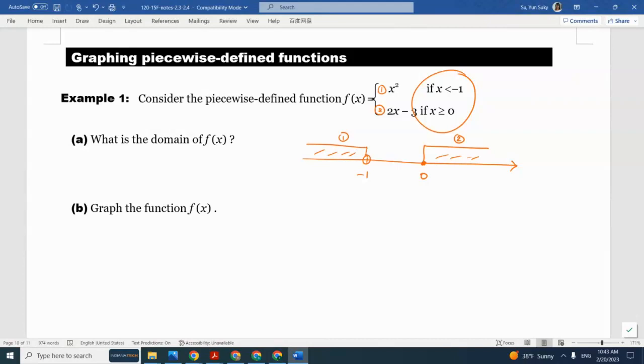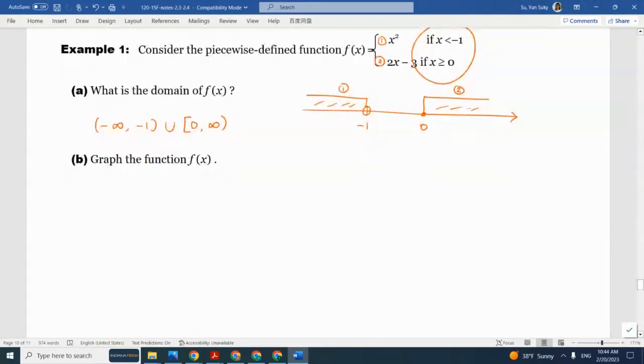The domain, by the way, in the exam, express your answer in interval notation. So minus infinity to -1. Parentheses or brackets? Parentheses. Union, like a U, but you don't write the tail. And 0, parentheses or brackets? Brackets, to infinity. Right, everybody? So that is the domain.